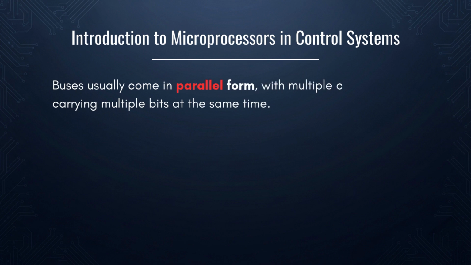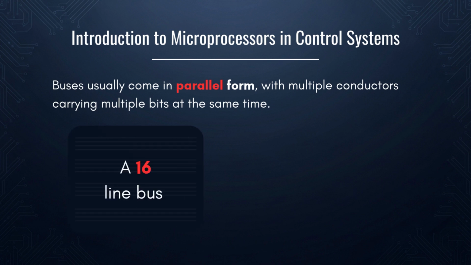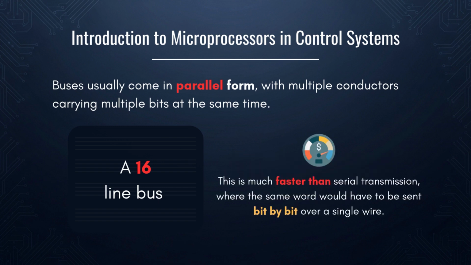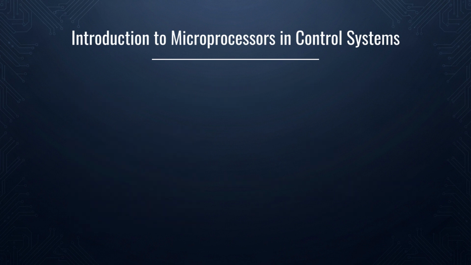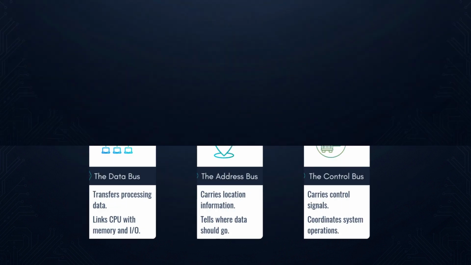Buses usually come in parallel form with multiple conductors carrying multiple bits at the same time. For example, a 16-line bus can transmit a 16-bit word in one go. This is much faster than serial transmission, where the same word would have to be sent bit by bit over a single wire. Now let's look at the three main types of buses in a microprocessor system.